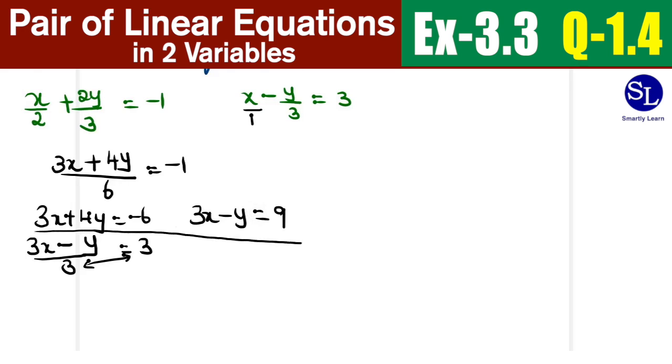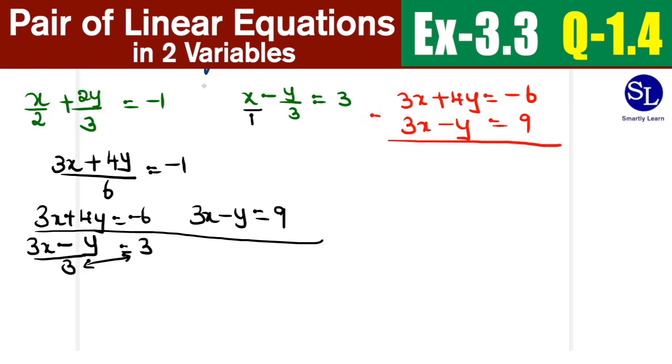So these are the two equations that we are going to solve. So let's note these equations separately. So 3x plus 4y is equal to minus 6 and 3x minus y is equal to 9. So with this, I'm going to eliminate the variable x by simply doing a subtraction. So let's change the signs first. So this is minus, this is plus, and this is minus.